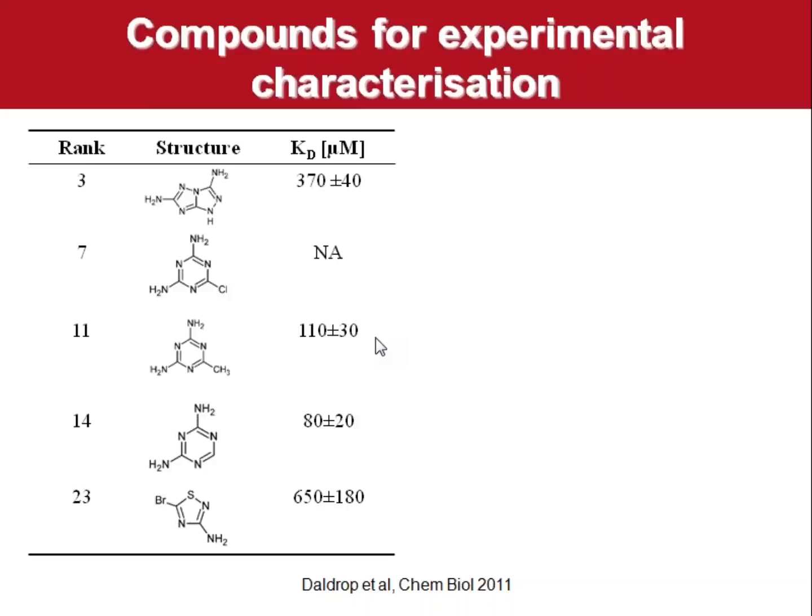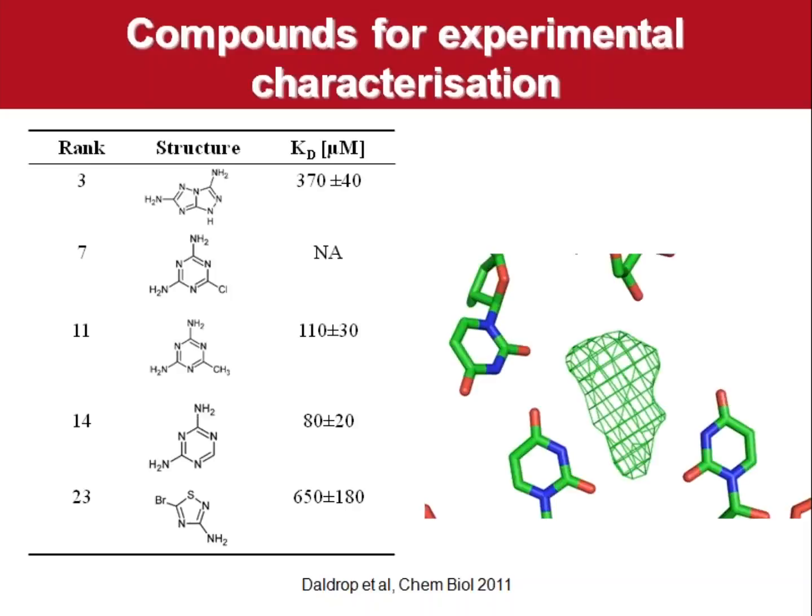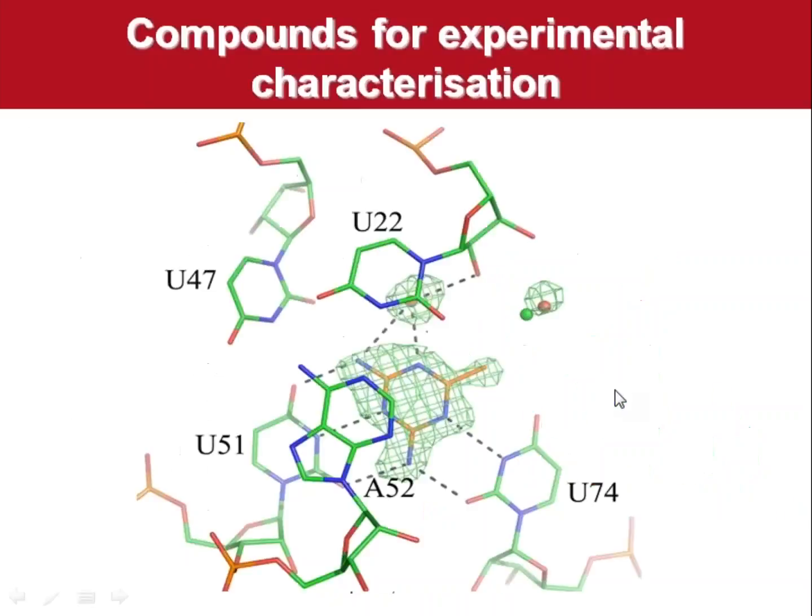Then we could also get the crystal structures of 3 of these compounds in complex with the riboswitch, to see if we could also get the binding modes predicted correctly. This is the structure of the first compound, with very nice electron density, and the crystallographically determined binding mode matches perfectly well with the docked binding mode. This is the second compound.